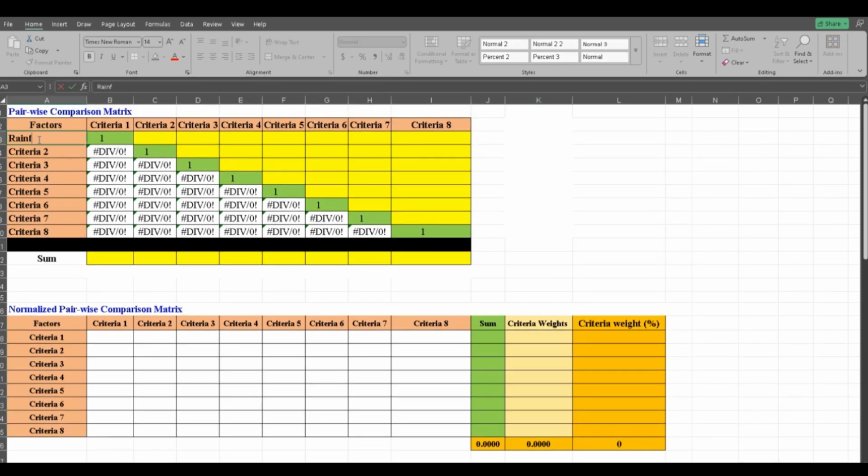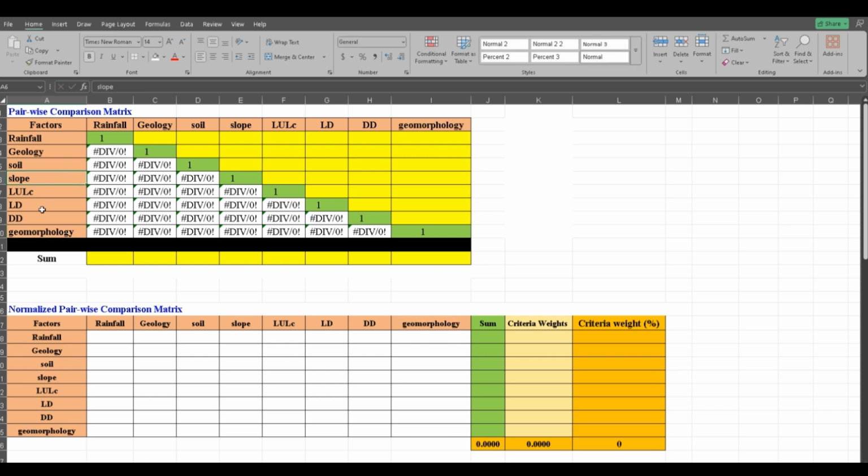The first criterion is rainfall, geology, soil, slope, land use land cover, lineament density, drainage density, and geomorphology. I have identified 8 factors or criteria that are supposed to have an impact on groundwater availability.